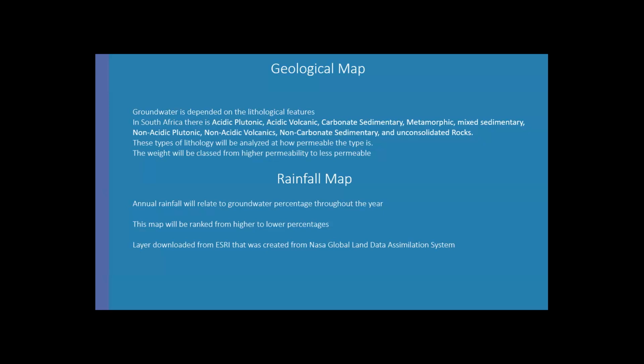My last map that needs to be made in class prior to the AHP process is the rainfall map. The layer will be downloaded from the portal. This layer was created from the NASA Global Data Assimilation System. It is from 2016 to present and shows the annual rainfall. The higher average of rainfall will receive a higher classification of 5, and a lower average rainfall will receive the lower classification of 1.